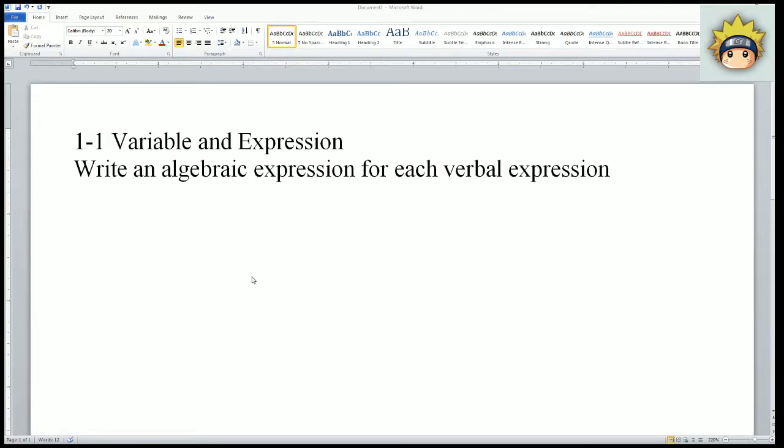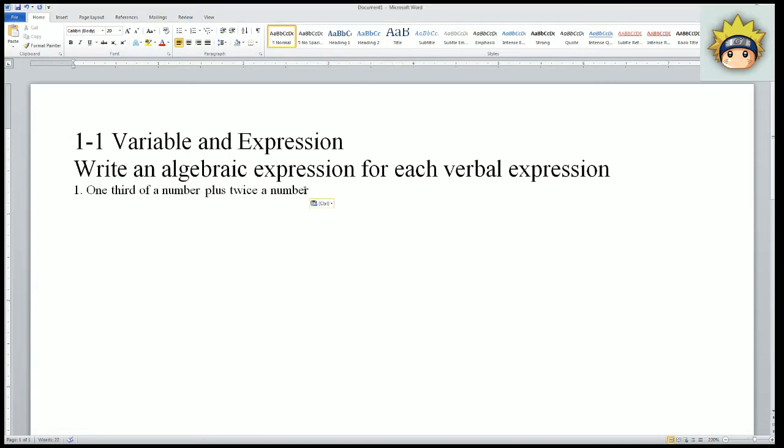This is the first part of the solutions for Chapter 1 test review. The first part is 1-1, variables and expression. The directions ask us to write an algebraic expression for each variable expression. Okay, so let's look at number 1.